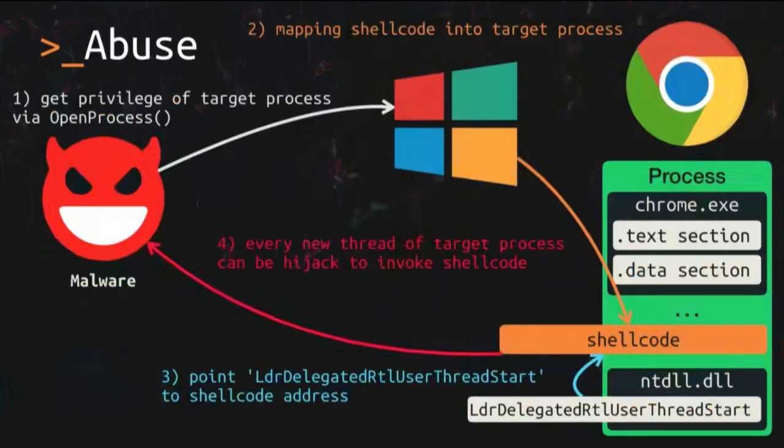So you can see it's pretty easy for us to abuse. Just put a shellcode into the target process and write the shellcode address into the LdrpDebugRtlUserThreadStart variable. Oh, its name is very long. And every thread must jump into the shellcode address if it's created in the new target process.